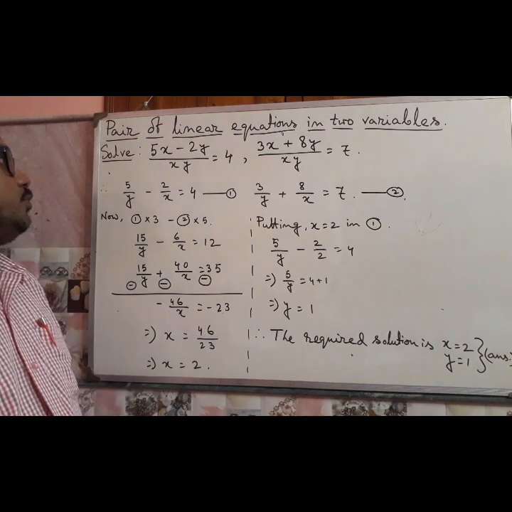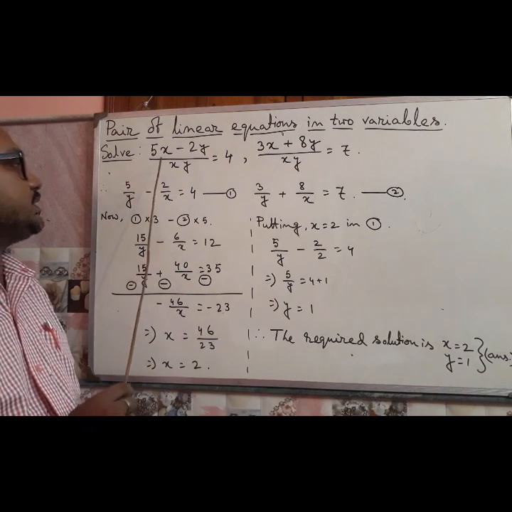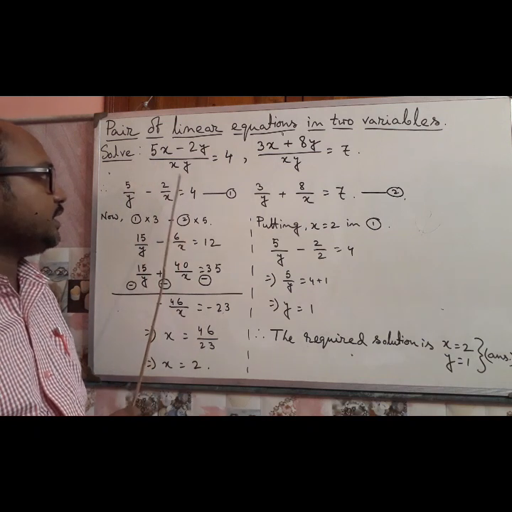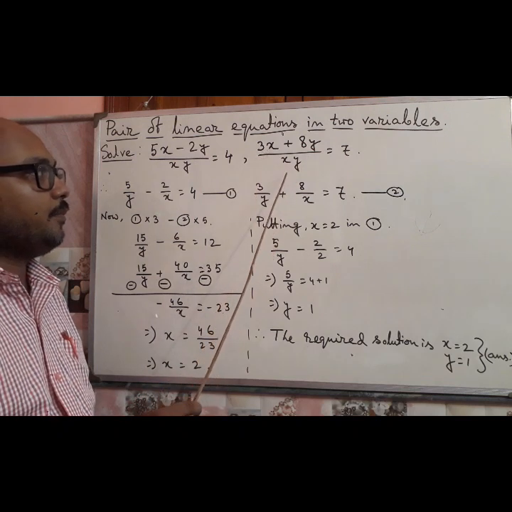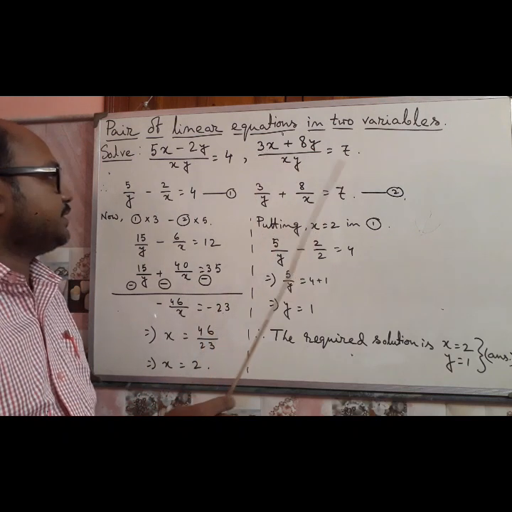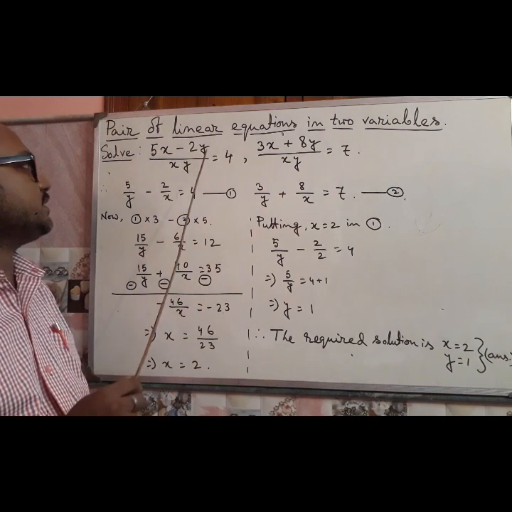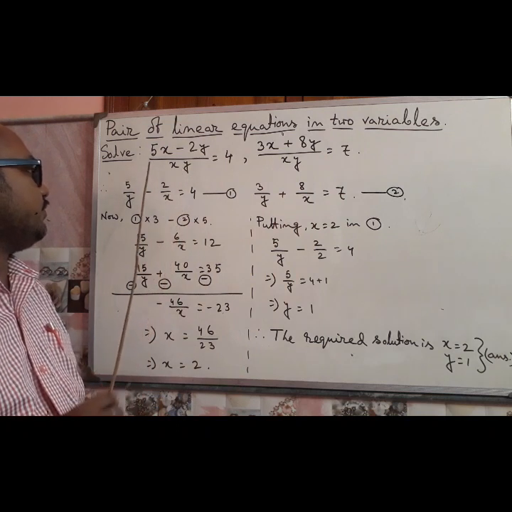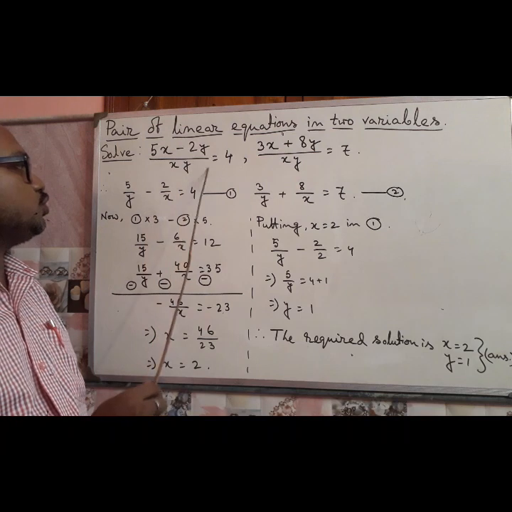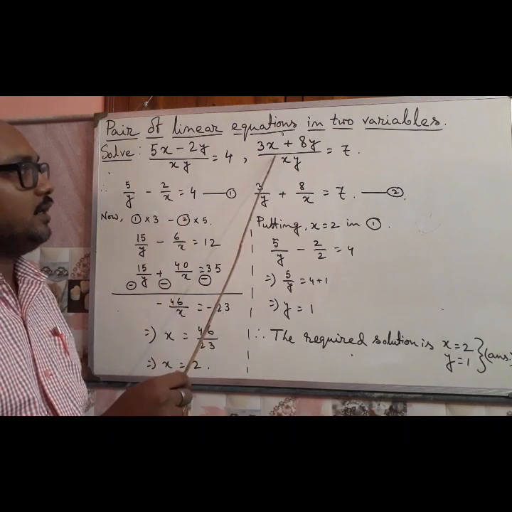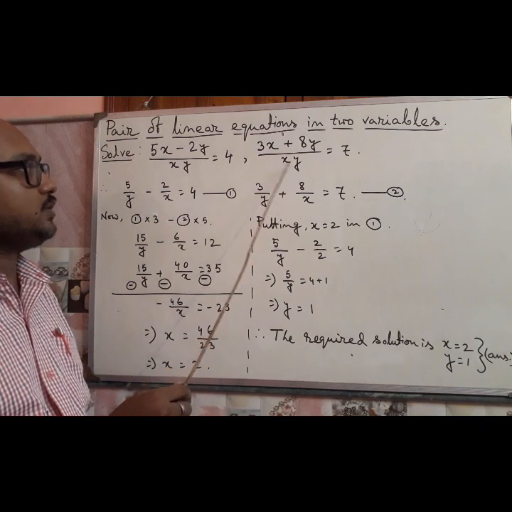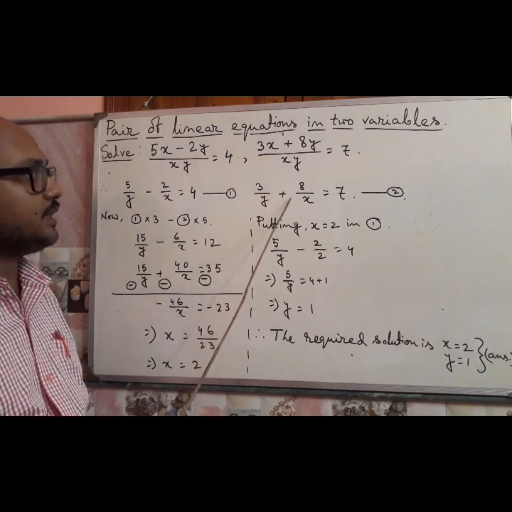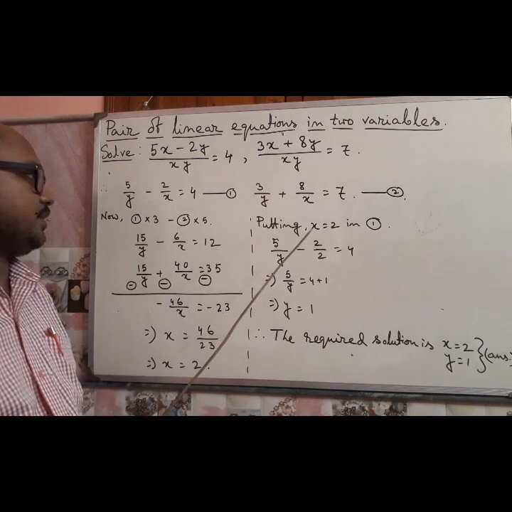The first problem, we have to solve the given equations (5x minus 2y) by xy is equal to 4 and (3x plus 8y) by xy is equal to 7. So dividing the first equation by xy, what we will get? 5 by y minus 2 by x is equal to 4, and dividing the second equation by xy, we will get 3 by y plus 8 by x is equal to 7.